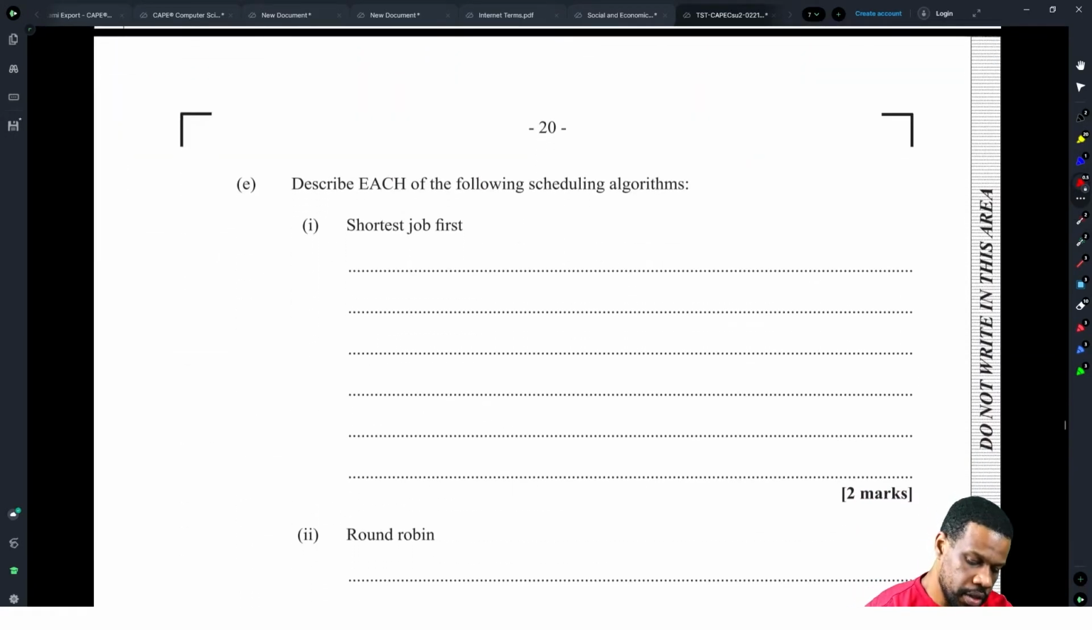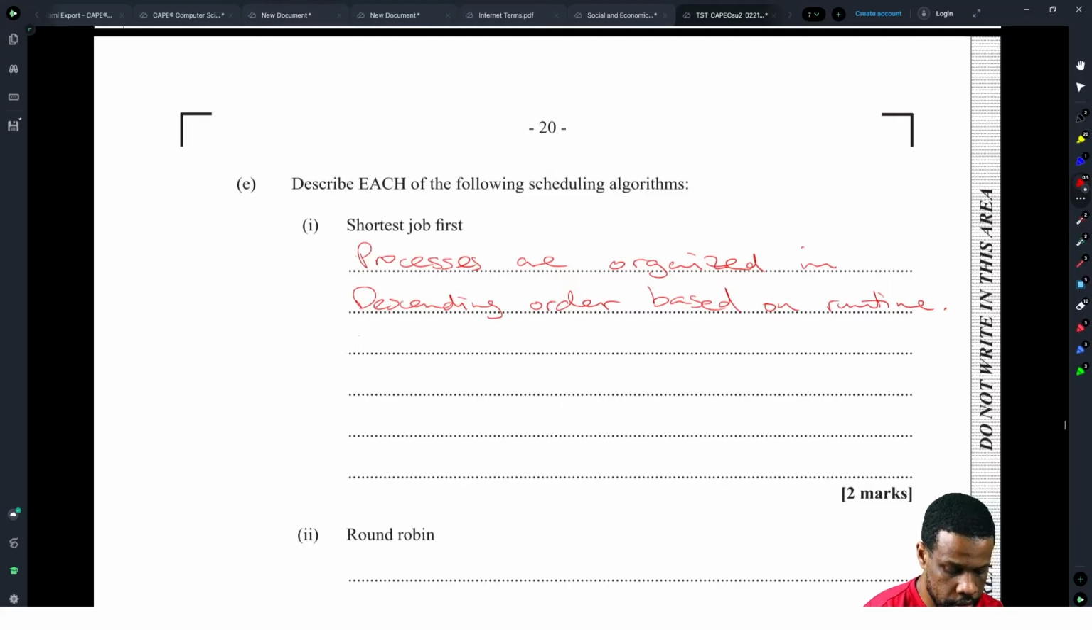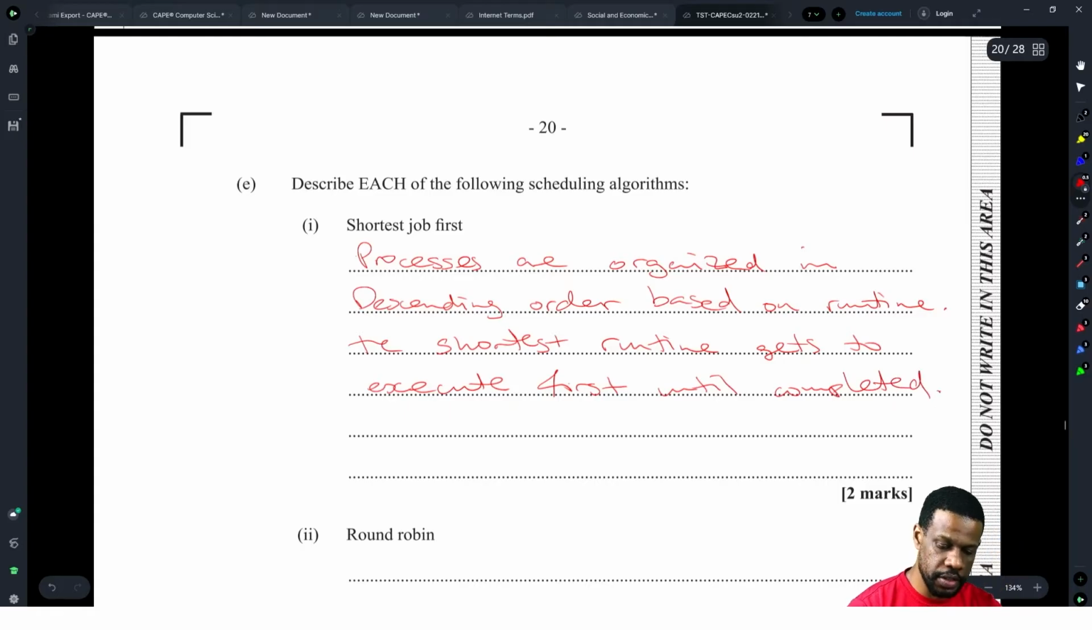Alright, define each of the following scheduling algorithms. Shortest job first. Processes are organized in descending order based on runtime. The shortest runtime gets to execute until completed. Yeah, right. So you organize them in descending order based on runtime. Shortest runtime gets to go first, and then everybody else will just keep running through.